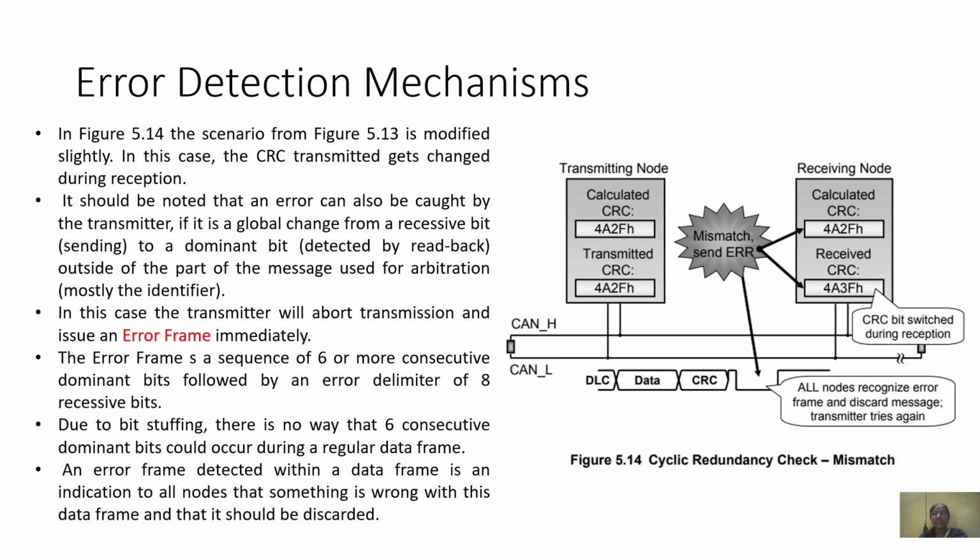In case there is a mismatch between the calculated cyclic redundancy check and the received cyclic redundancy check value, an error message will be sent. An error frame is a sequence of 6 or more consecutive dominant bits followed by an error delimiter of 8 recessive bits. Due to bit stuffing, there is no way that 6 consecutive dominant bits could occur during a regular data frame. Since an error frame is received, the transmitting node understands something went wrong, and it will retry the transmission of the data.